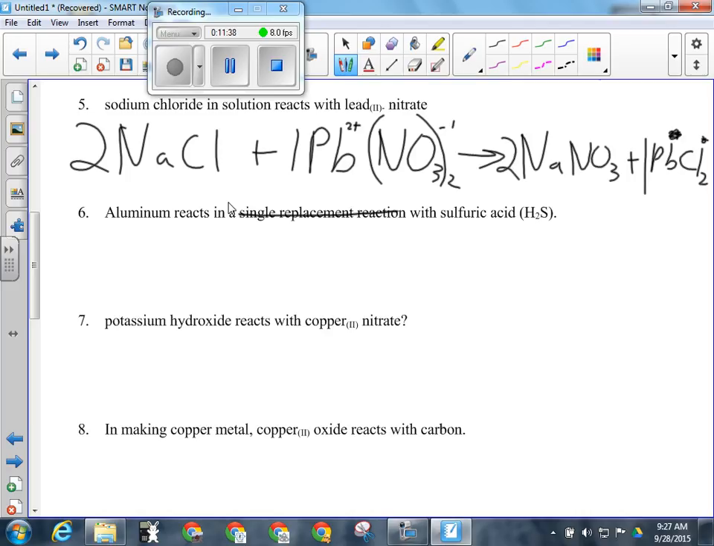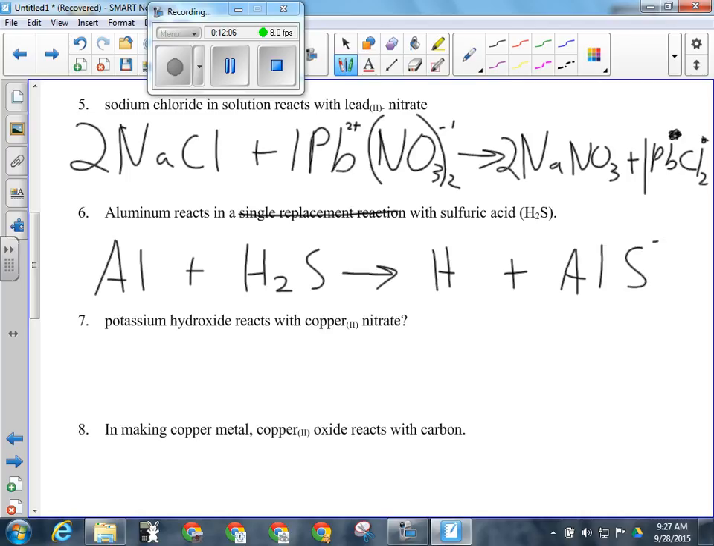So aluminum reacts with hydrogen sulfide. I also would not use the word sulfuric acid. I would use hydrogen sulfide, because we didn't go over the acid naming stuff. So we got a single replacement reaction. What's the metal in hydrogen sulfide? Hydrogen. It's listed first, so it's acting as a metal. So we swap them. That means hydrogen ends up by itself, and aluminum ends up with sulfur. This is a -2, this is a +3. So we got Al2S3 for aluminum sulfide.